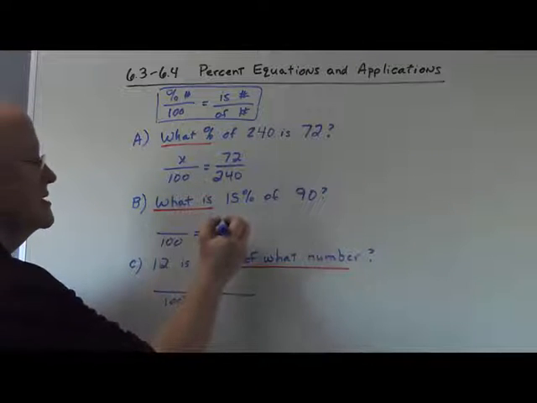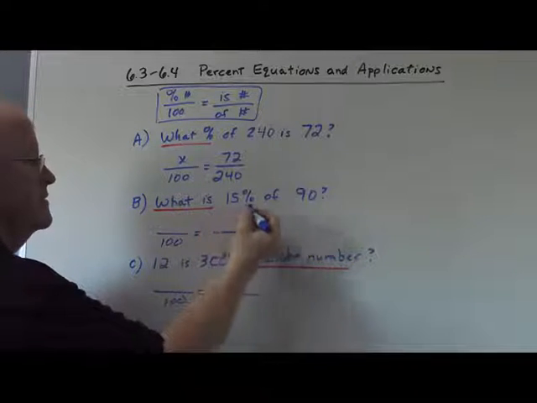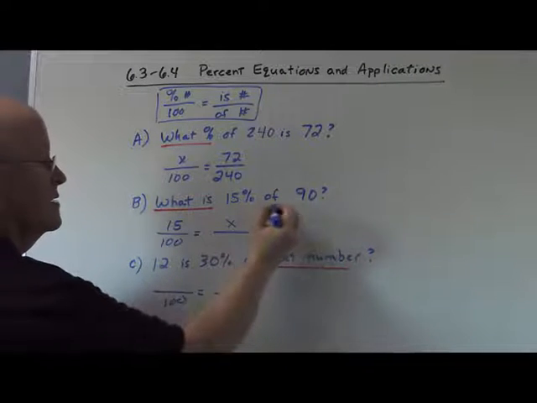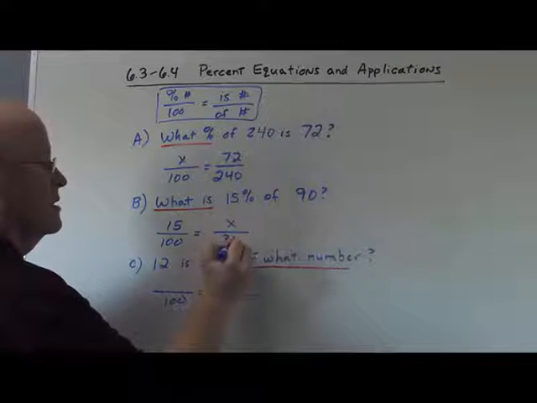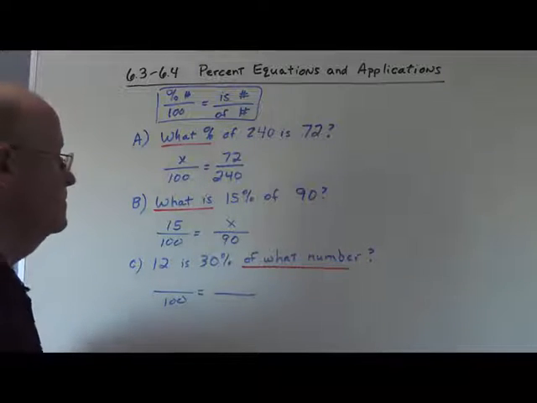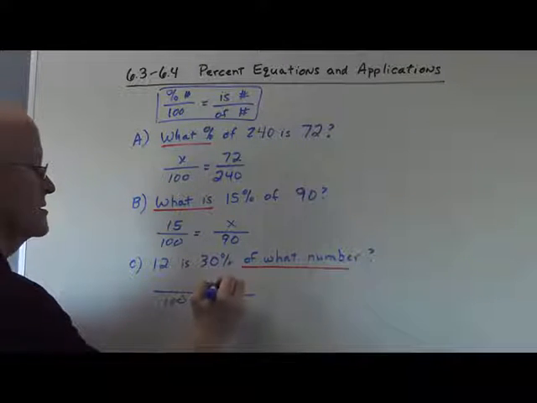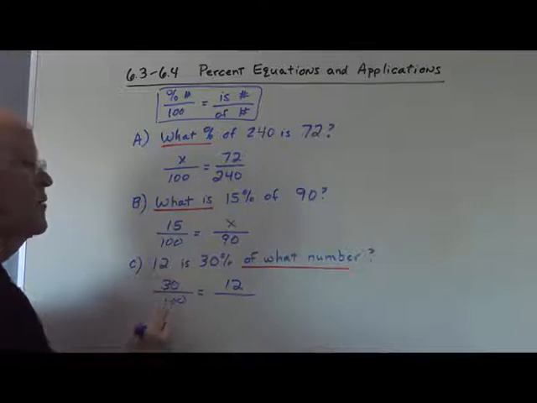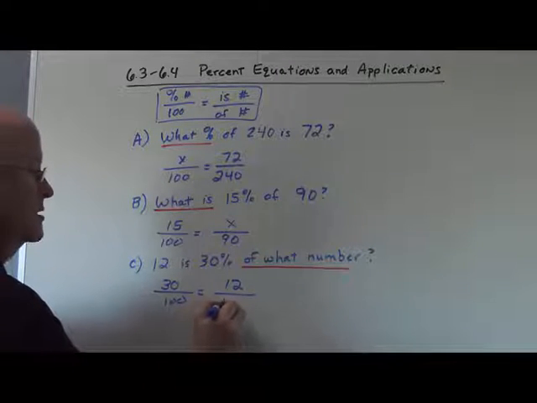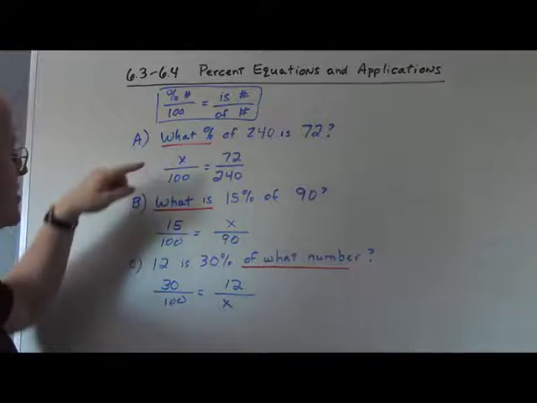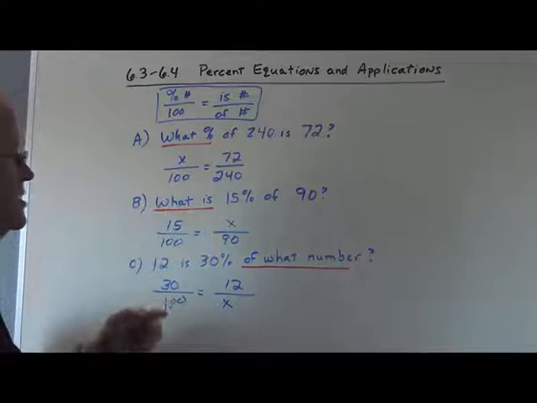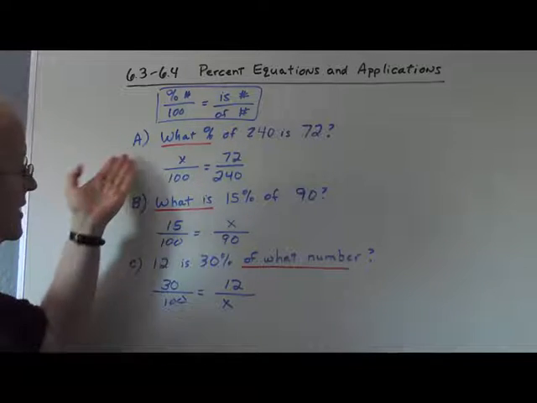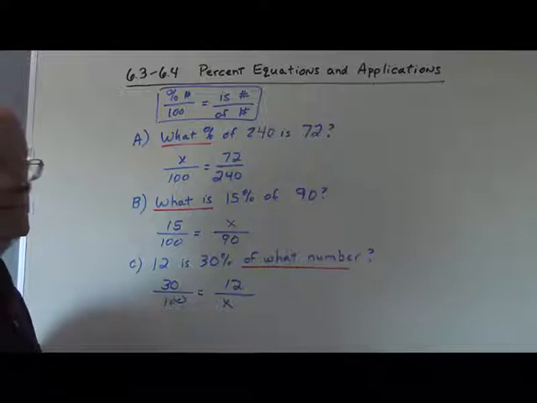What is? I'm missing the is number. 15%, the percent number goes over the 100. Of 90, 90 is the of number in that bottom right hand corner. 12 is, the is number goes in the top right. 30%, just write the 30 there, of what? Notice how in all three of these the X is in a different position. 100 is always reserved for the bottom left corner, but the X can be in any of these other corners.